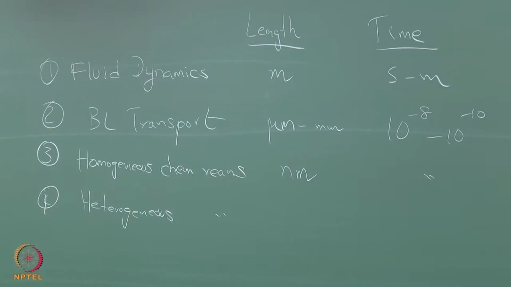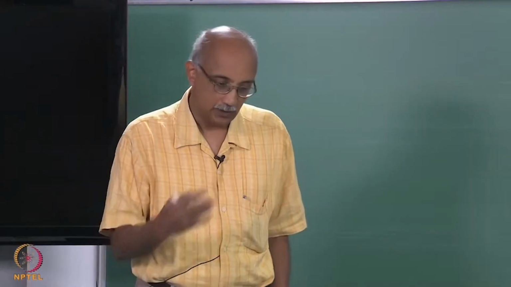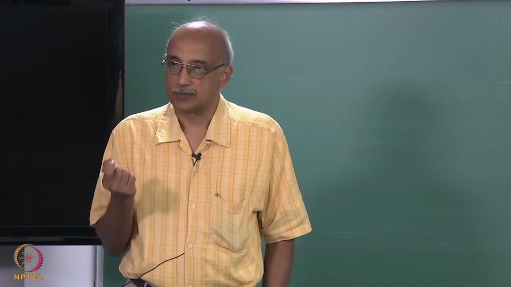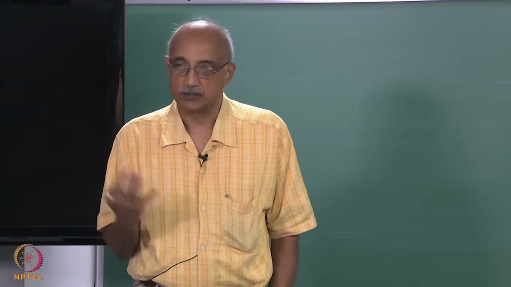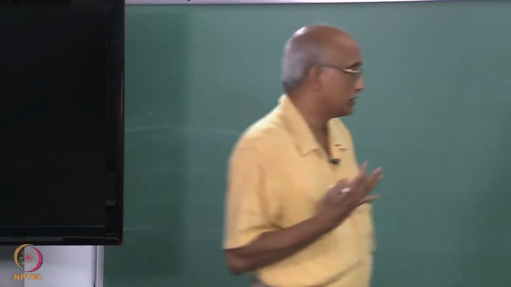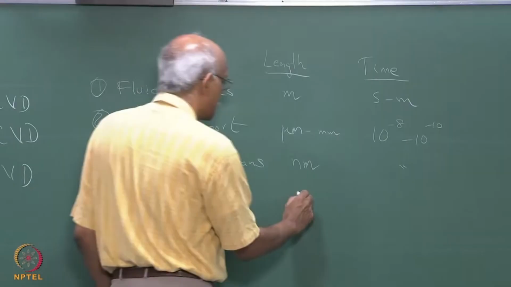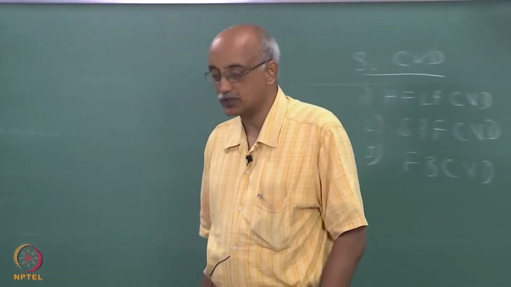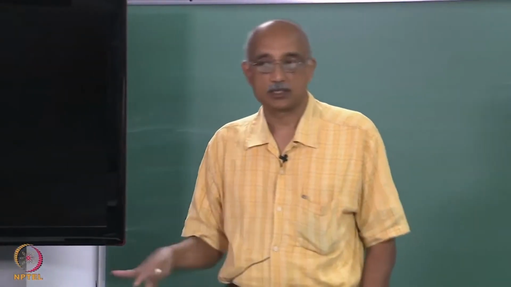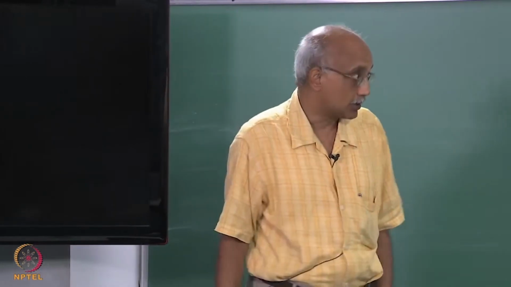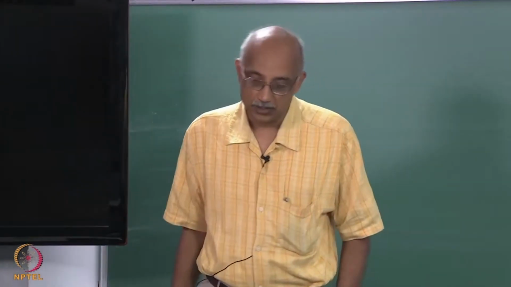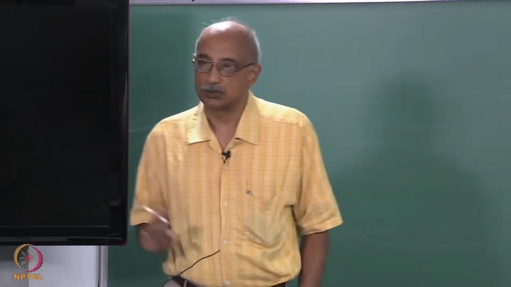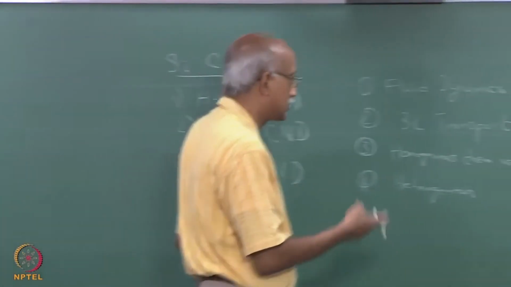In the case of heterogeneous chemical reactions, again the gas phase molecules have to get very close to the substrate or solid surface on an atomic scale. So, here again in terms of length scales we are talking about nanometers. However, heterogeneous reactions typically proceed much faster than homogeneous reactions, because there is a lower activation energy barrier. And so, the time scales here can happen very quickly compared to the homogeneous reactions or boundary layer transport.